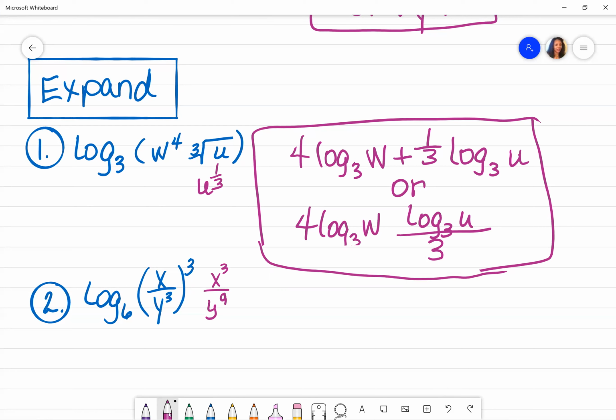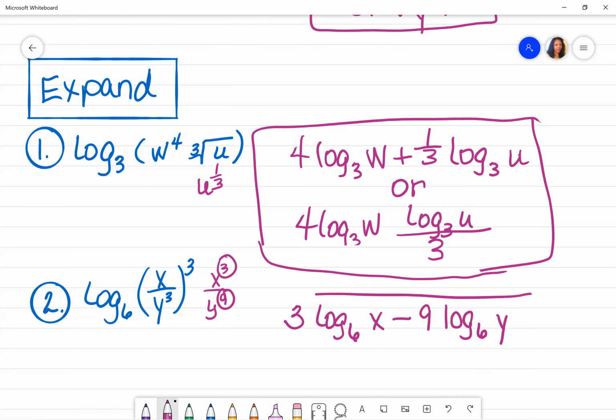So what you want to do now is once you expand it, you want to take the 3 and put it out front of your log base 6. And of what? You were working with your x. This time I'm subtracting because it's the quotient rule. And I'm taking my 9, putting it out front, log base 6 of my y. And that's my answer for expanding on this last one. So go back to your properties because that will be very helpful in making sure that you're expanding and condensing correctly.